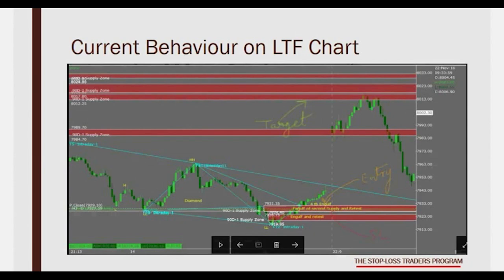Is this clear? And I took my entry, I put my target, first target, second target, everything, right? Is this clear, friends? How to look into the current behavior?